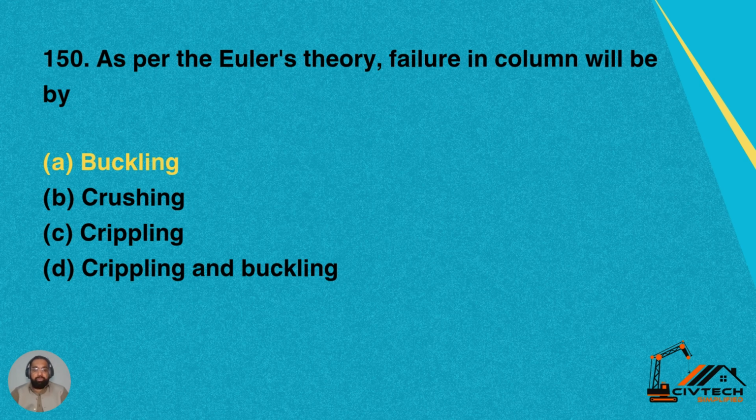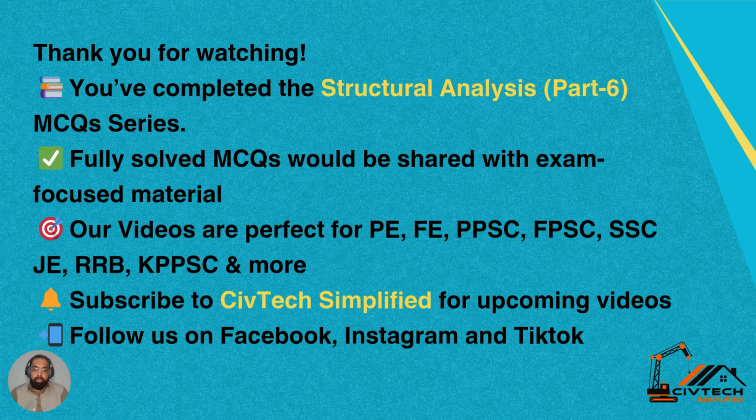Question 150 and the last question for this video part. As per Euler's theory, the failure in column will be by: option A, buckling; option B, crushing; option C, crippling; option D, crippling and buckling. So A is the correct answer. As per Euler theory, the column fails in buckling.